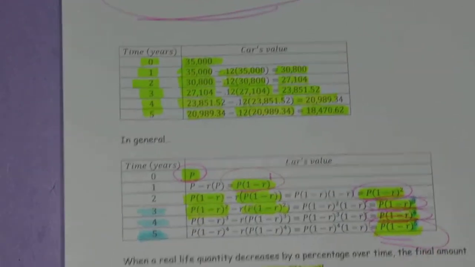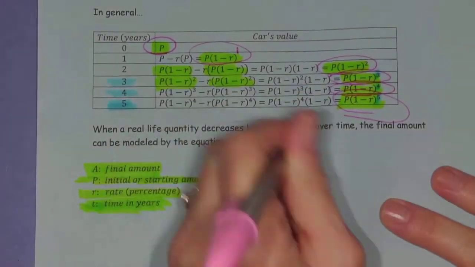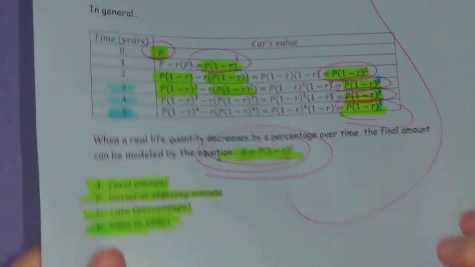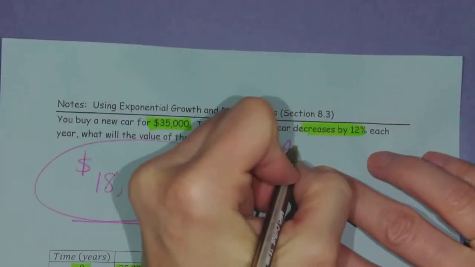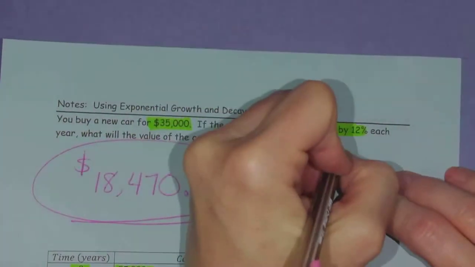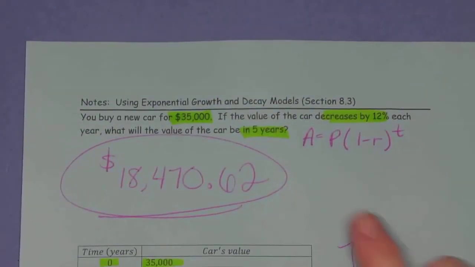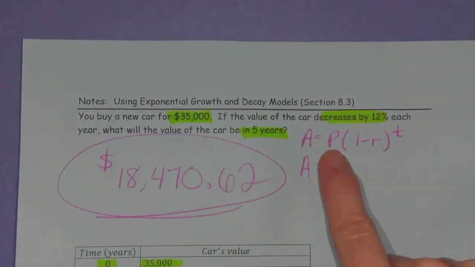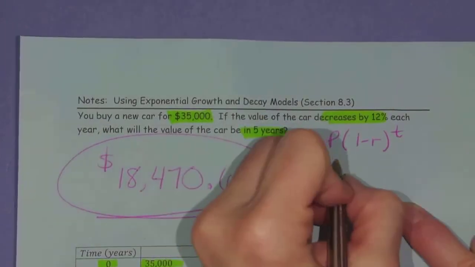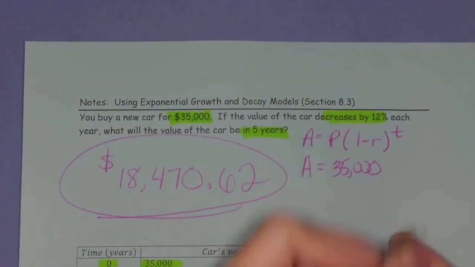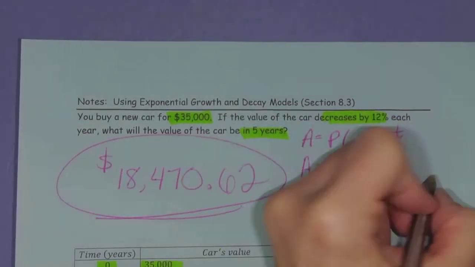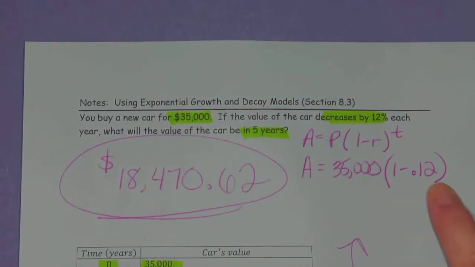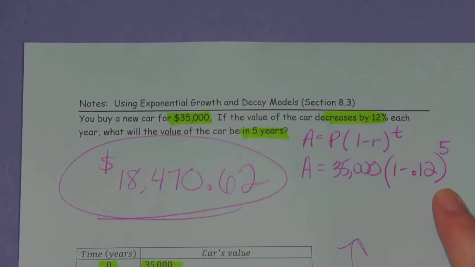Now watch how much easier this is. If you had this formula up here when I presented this first question to you, you wouldn't have had to do all this work right here. You would have known that A equals P times (1 minus R) to the T. A represents your final amount, the car's worth. P was the original principal, the starting amount, $35,000, times the quantity 1 minus your rate, which was 12%, and you wanted to know the value after 5 years.